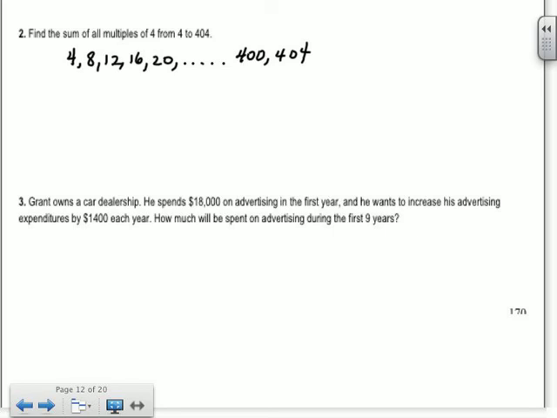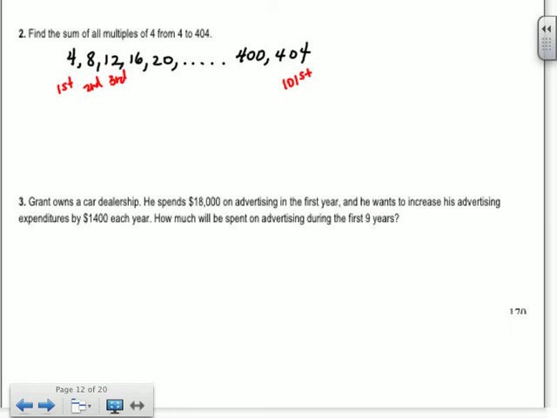How many terms do you have? 102? Nope. 101, because this is the first, second, third. Do you see what's happening? 4 divided by 4, 8 divided by 4, 12 divided by 4. So if I'm getting to the 404 for my number, that's the 101st term. Make sense?